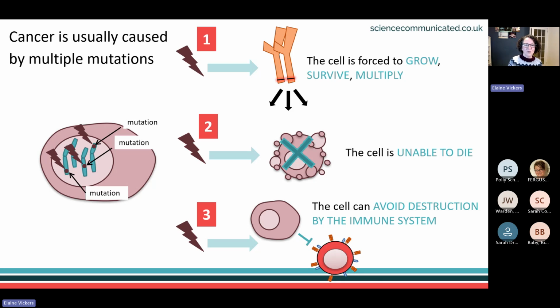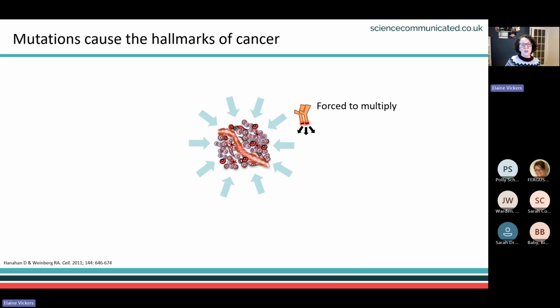Usually there's a few really important driver mutations forcefully causing the cells to behave as cancer cells, and then a whole load of lesser mutations adding to that mix and adding to those behaviors. Scientists over the years have tried to pinpoint what are the behaviors of cancer cells that set them apart and make them different from the healthy cells of our body. And they've come up with this list of characteristics that cancer cells exhibit called the hallmarks of cancer.